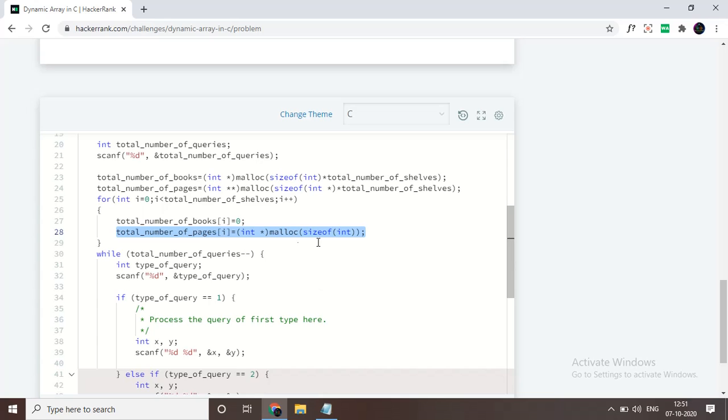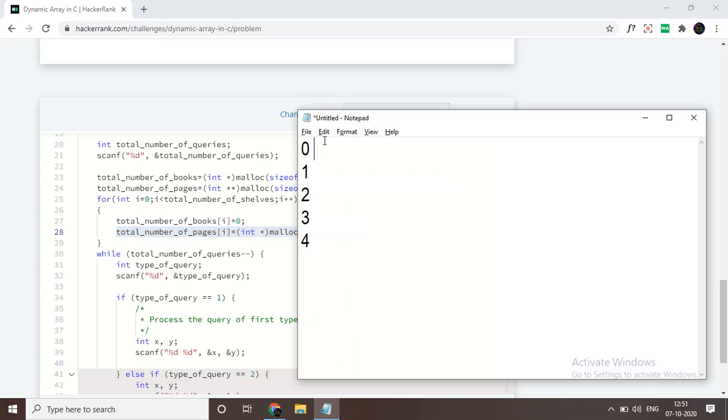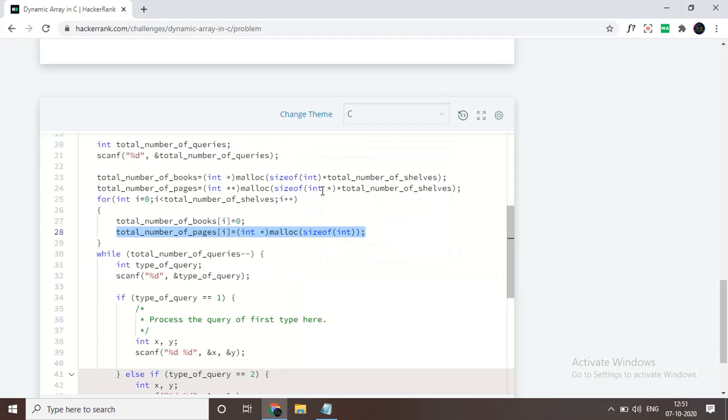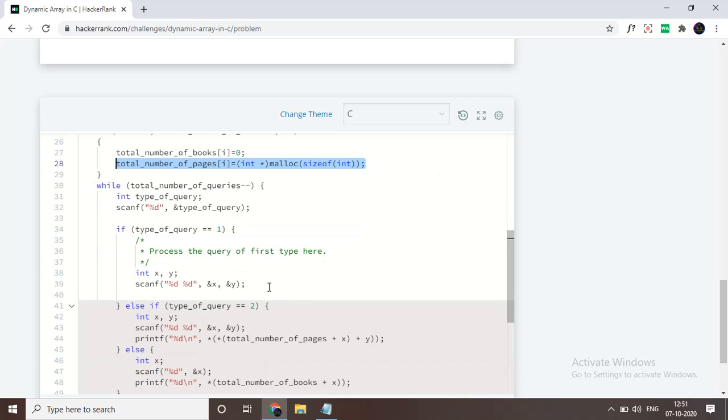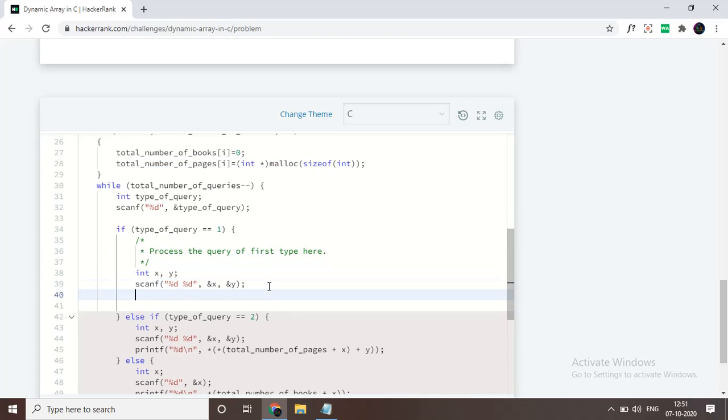First of all, we have to initialize all the books to how many books in each shelf. It is going to be 0, 0 here, and all the shelves are going to have 0 books. There are no books at all, right? I am going to write for type 1 query. For the type 1 query, we have to insert a book into the shelf, right? We have to put a book into the shelf.